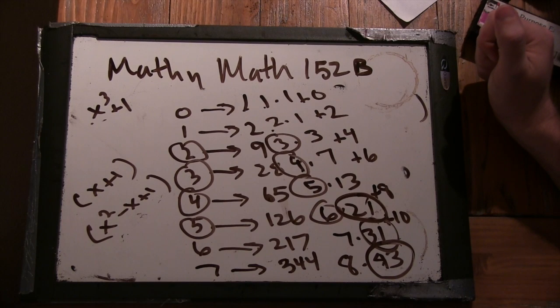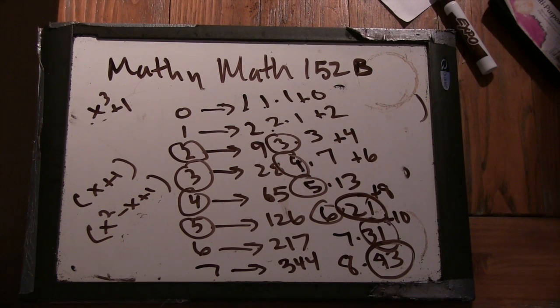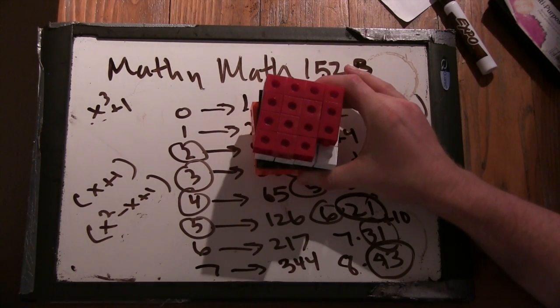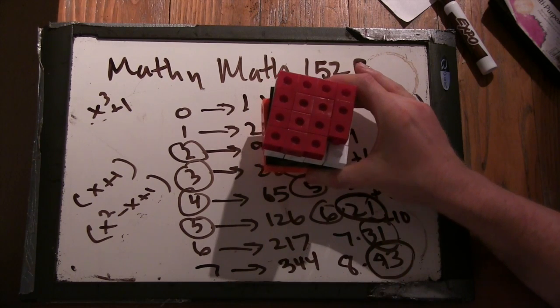Tomorrow though I'll show you a little bit of how this factoring works geometrically. Like here's, for example, 4 cubed minus 1. See the missing 1? So we'll see how we can understand that.